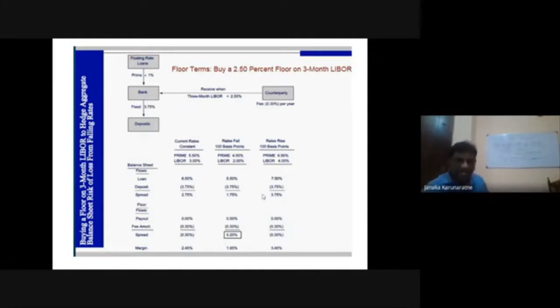Okay. Now let's say rates fall by 100 basis points. If the rates fall by 100 basis points, and also the LIBOR falls to 2%, because of a parallel shift, the prime rate goes down by 1% and LIBOR also goes down by 1%. Okay. So what happens? Your margin will decline by 1.1% to 1.75 because of your borrowing, loan income went down to 5.5, but your deposit rate is 3.75.